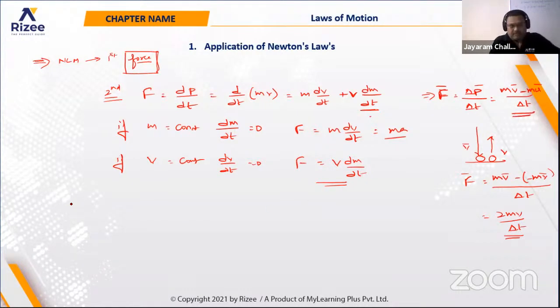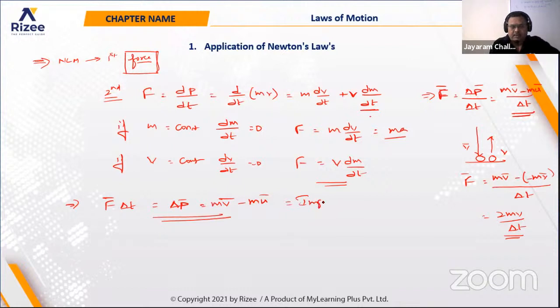Or else, from the same relationship, you can also use force into delta t is equal to the change in the momentum, which can be written as mv minus mu. I'm just brushing up all the basics, please. Force into delta t is called your impulse. Impulse is generally represented with J, where a large force is acting for a short interval of time, and that is called the change in the momentum.